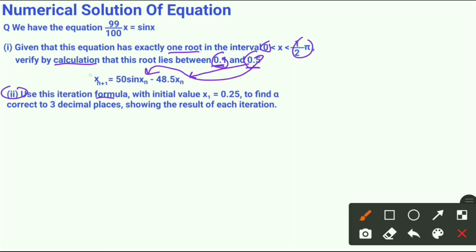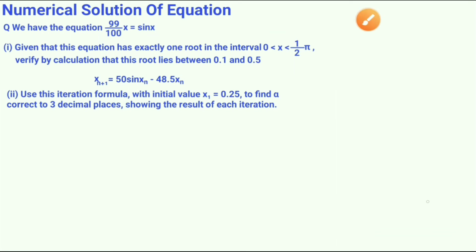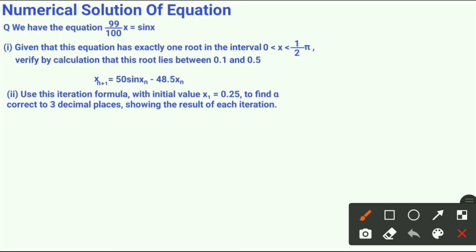Okay, and as for part 2, use this iterative formula, with initial value x equals 2.5, to find this correct to 3 decimal places showing the result of each iteration. Same thing as before. So this is very easy. Okay, so doing part 1.